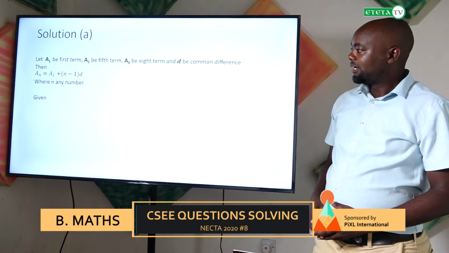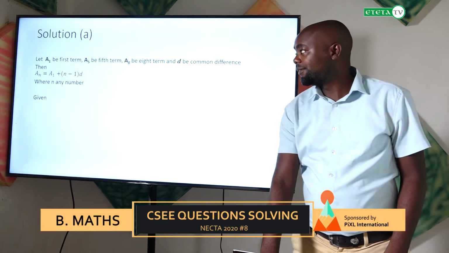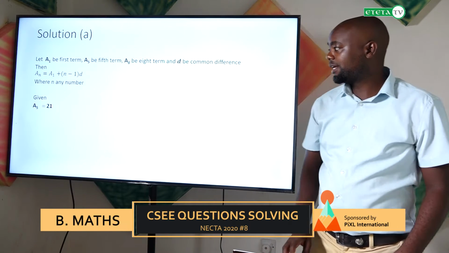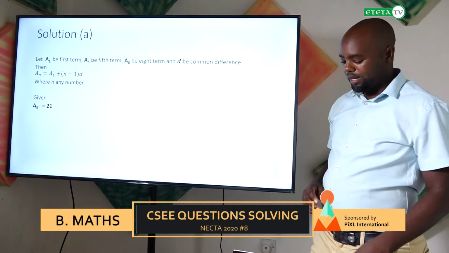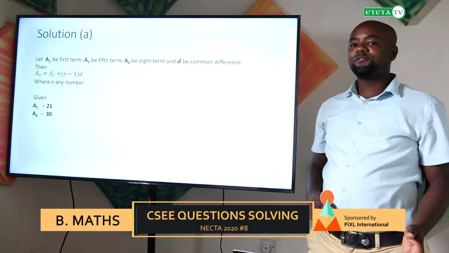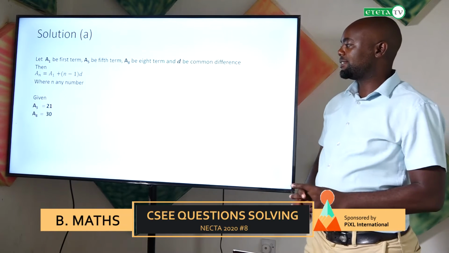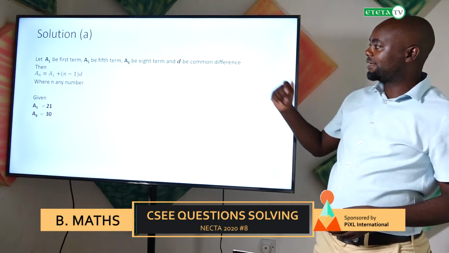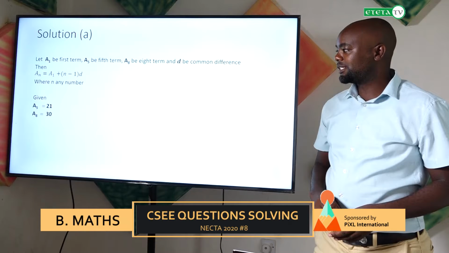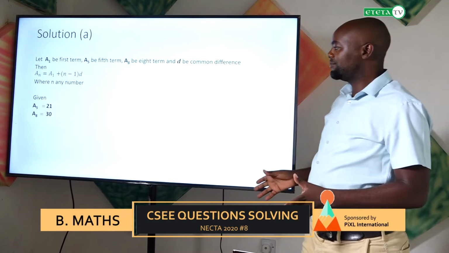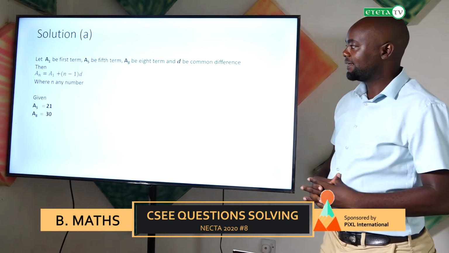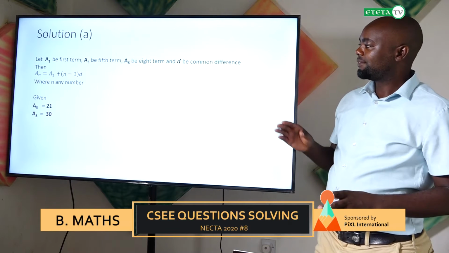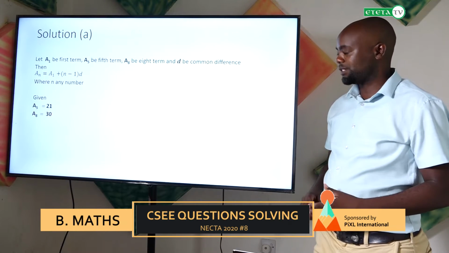Then you are supposed to substitute the value of the given information. We are given A5, which is 21, and A8, which is 30. So from our general formula, you are going to substitute A5 and A8. The place where there is N, you are supposed to put a number. Which number are you supposed to put?